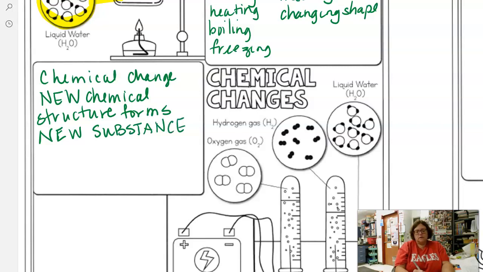This picture here, we have a test tube that has hydrogen in there. Hydrogen are representing, no, I'm sorry, those are oxygen. Oxygen are represented by the white ones. Hydrogen is represented by the black ones.